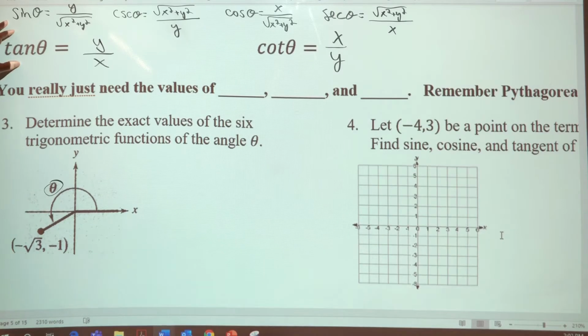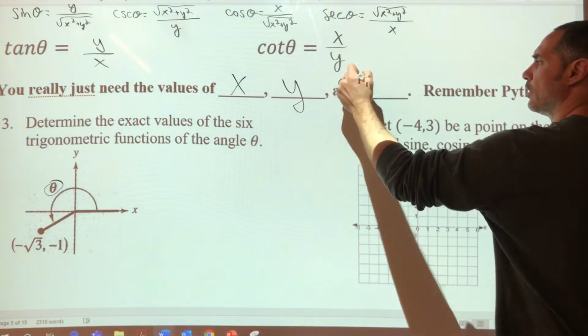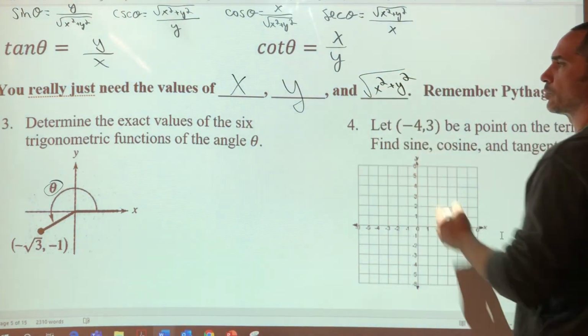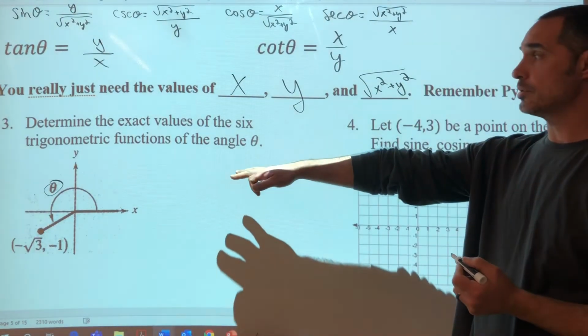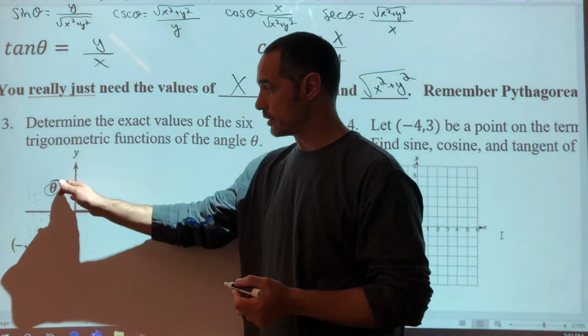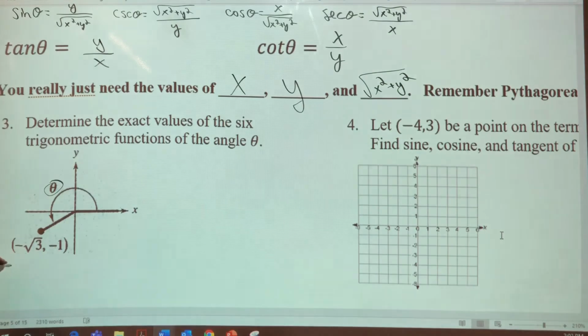So I have the formulas up here, and all we really need to find the exact values of the 6 trigonometric functions at an angle theta is the values of x, y, and the square root of x squared plus y squared. So we're going to find the exact values of the 6 trig functions at this angle theta. So theta is here, that's this angle that is more than 180 degrees. And we know that the (x, y) coordinate is (-√3, -1). So x is -√3, and y is equal to -1.